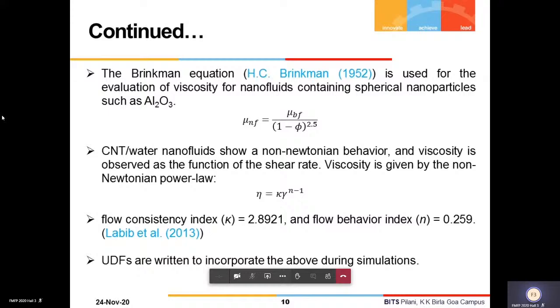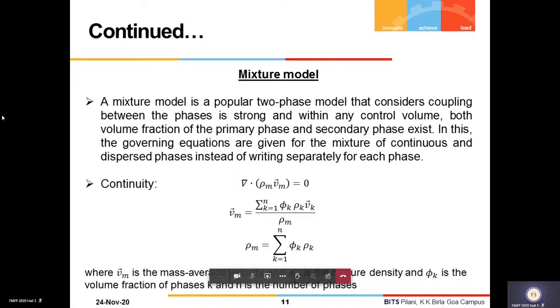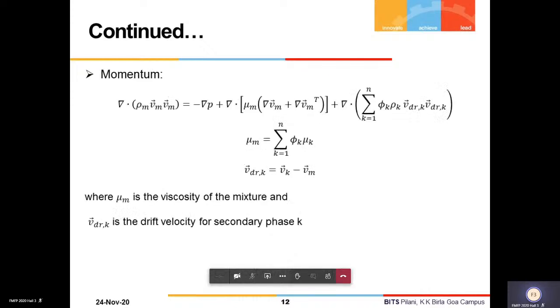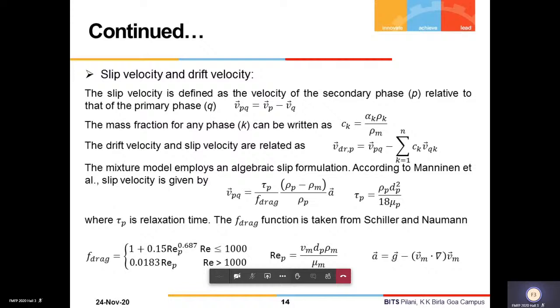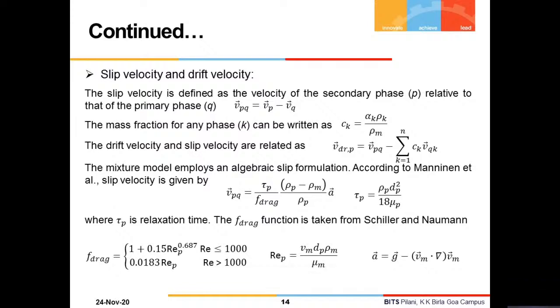For the purpose of simulation, the mixture model is being used. So a mixture model is a two-phase model that considers coupling between the phases is strong, and within any control volume, both the volume fraction of the primary phase and the secondary phase exist. So here the governing equations are written for a mixture of continuous and dispersed phases instead of writing separately for each phase. So the continuity and momentum equations are given here, along with the energy and volume fraction equations, slip velocity and drift velocity. The mixture model employs an algebraic slip formulation, and according to Manninen et al., the slip velocity is given here. The drag function is taken from Schiller and Naumann, as given here.